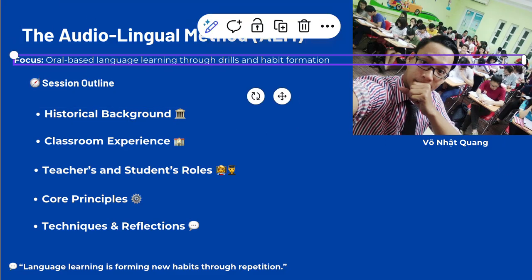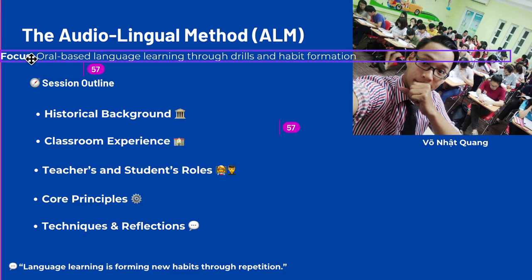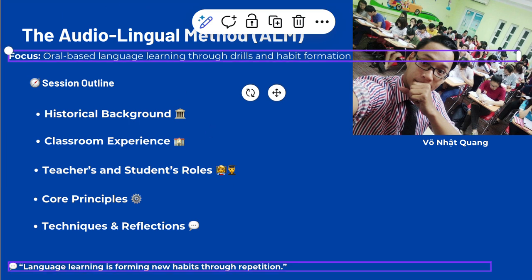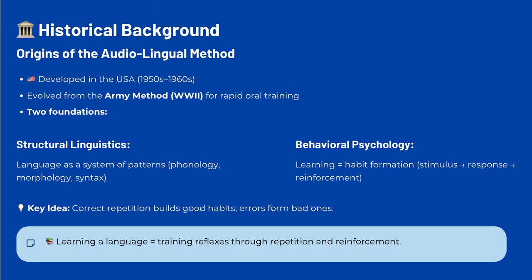Historical background: the audiolingual method was developed in the United States during the 1950s and 1960s. It evolved from the Army method, which was used during World War II for rapid oral training. The method is based on 2 main foundations: structural linguistics, which views language as a system of patterns, phonology, morphology, and syntax, and behavioral psychology, which sees learning as habit formation through stimulus, response, and reinforcement. The key idea here is that correct repetition builds good habits and errors create bad habits. So learning a language means training reflexes through repetition and reinforcement.